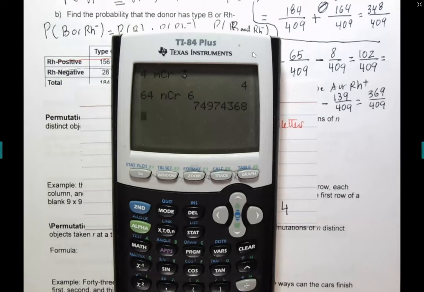Can you see, guys, read the number for me? 74,974,368,000. So 974,368. So there are about 75 million combinations.